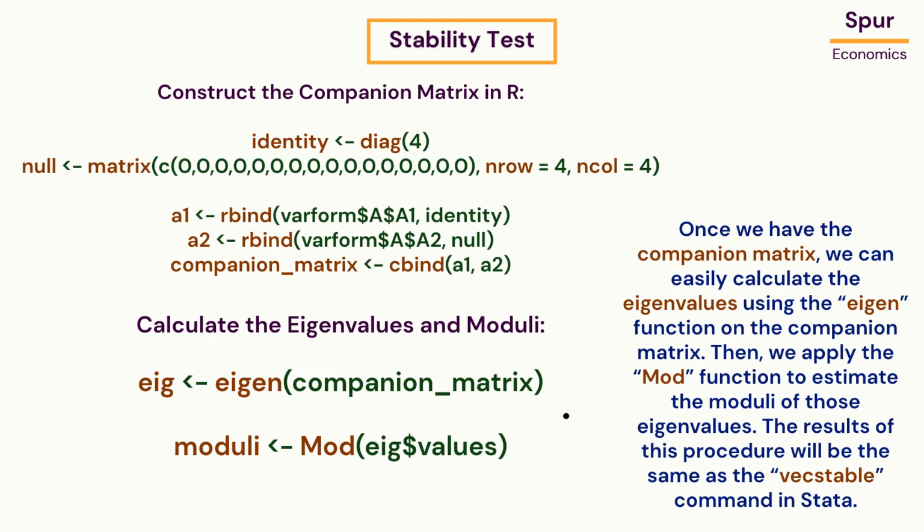Once we have the companion matrix, we can easily calculate the eigenvalues using the eigen function on the companion matrix. Then, we apply the mod function to estimate the moduli of those eigenvalues. The results of this procedure will be the same as the vectable command in Stata. Let us take a look at the results and check for any misspecifications.